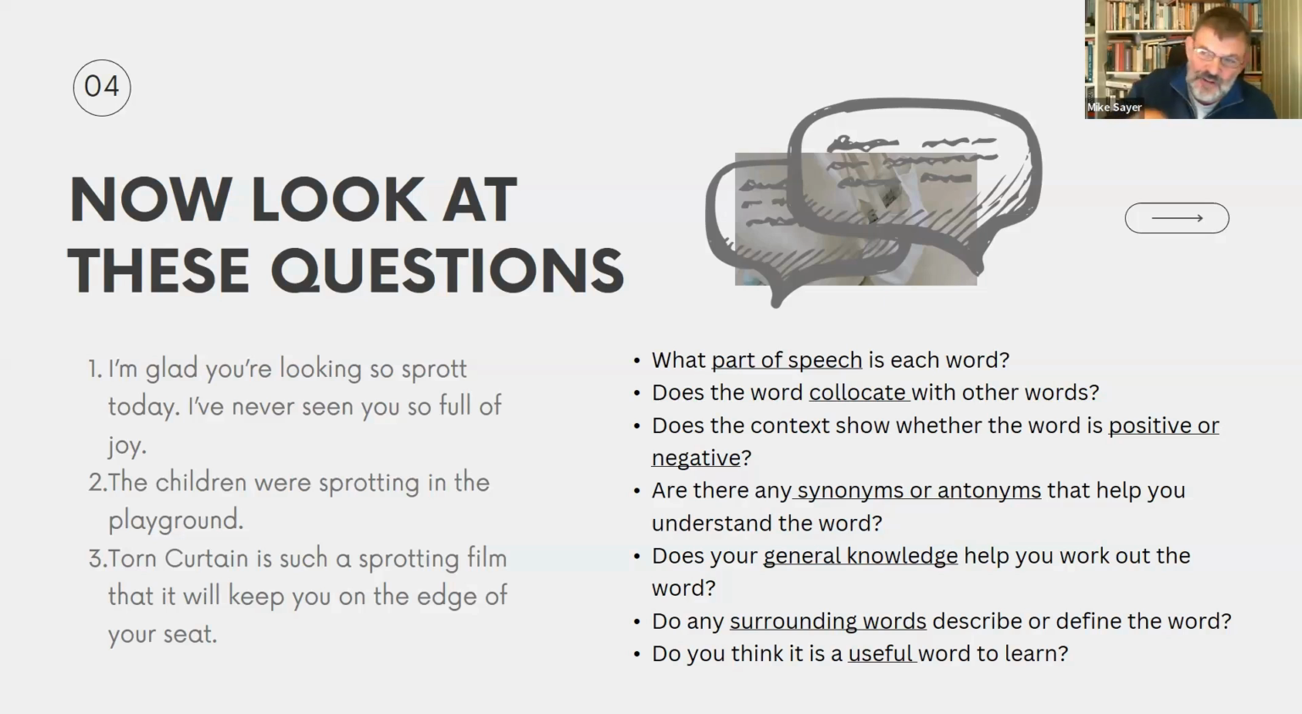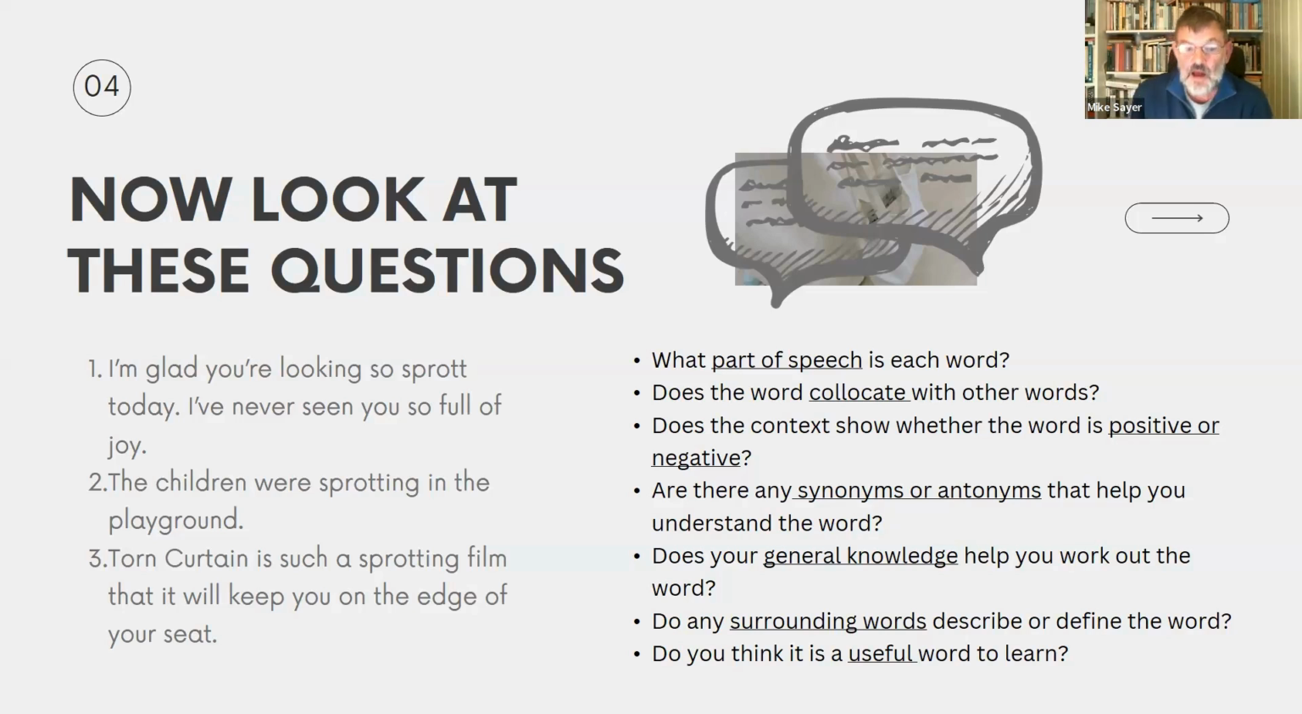But here, it doesn't tell you exactly what it means. There's not enough context to tell you exactly. It could mean jumping, it could mean playing, it could mean hopping. But equally, it could mean something completely different, like crying. But the point that I'm making is that by asking these questions, we find out enough about those words to be able to read round it. We don't know exactly what sprotting means, but we've got a fair idea and we can read on as we're reading our text.